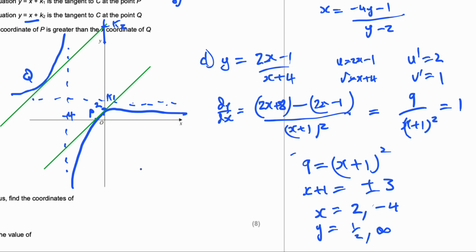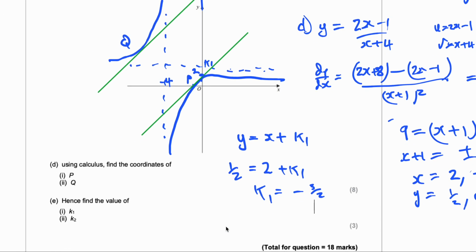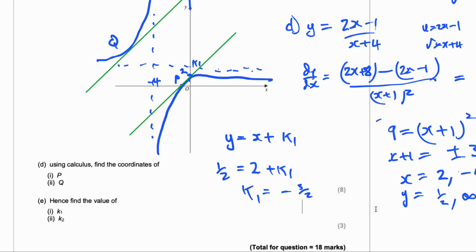Okay. So now y equals x plus k1. So we can put y equals a half in. And we get a half is 2 plus k1. So therefore k1 is minus 3 over 2. Okay, you do the similar thing and you can find K2.